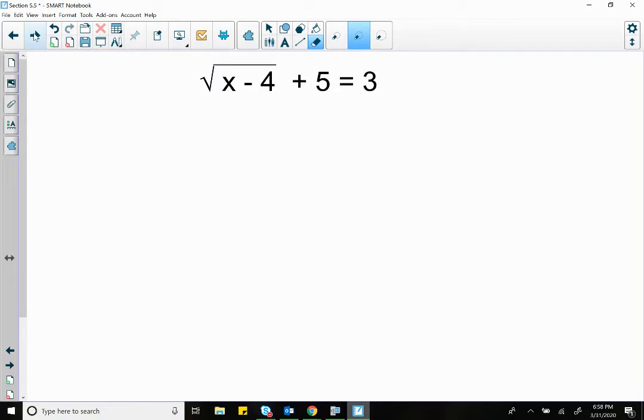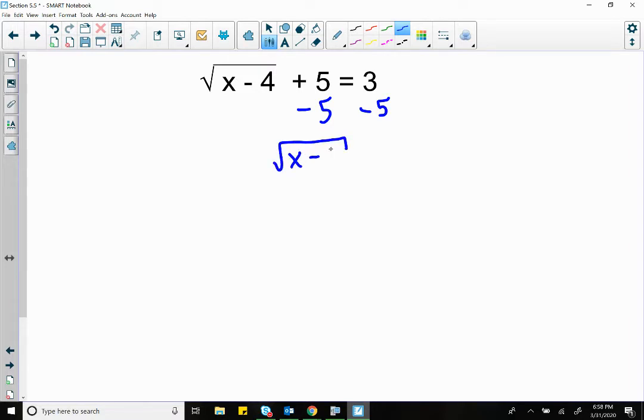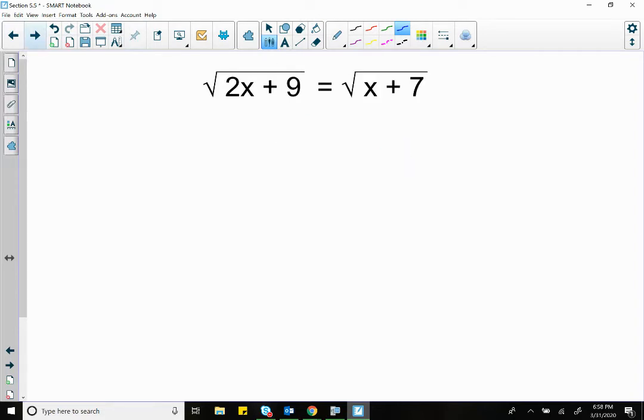So then last but not least, well, I think, actually I might have, yeah, I do have 2 of them left. Nope, 3 of them. All right, so going back. Is this radical by itself? Nope. Again, just like our last one, this radical is not by itself. So how do I get rid of a plus 5? Subtract 5. So square root of x minus 4 equals, what's 3 minus 5? That is a negative 2. Okay?